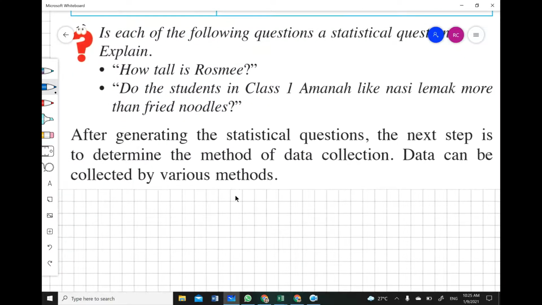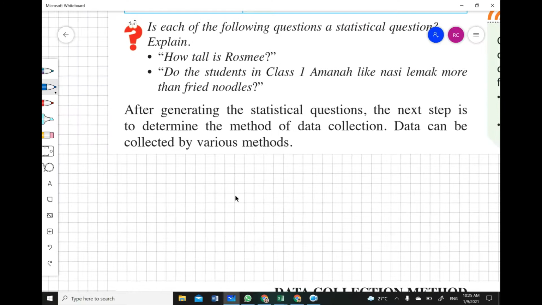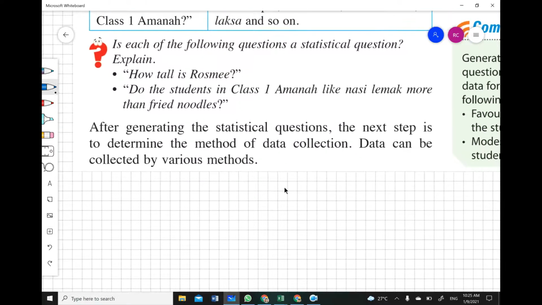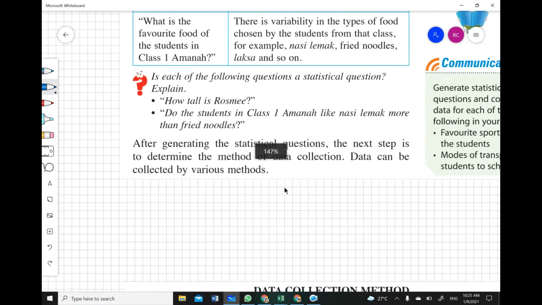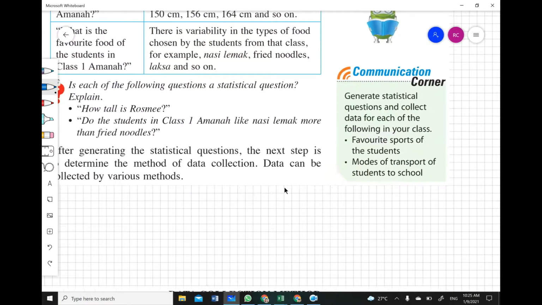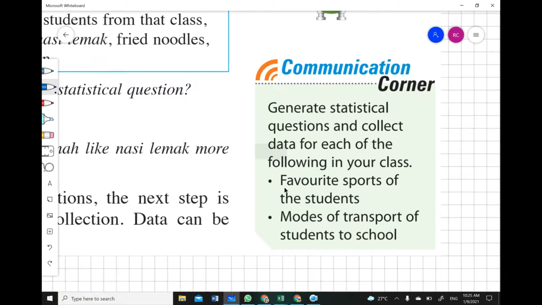So after generating the statistical question, the next step will be to determine the method of data collection. So there are 4 types of data collection that you are going to learn. Can you imagine what types of data collection you can do? Cannot imagine. Okay, let's look at this communication corner here before we enter into the data collection method.